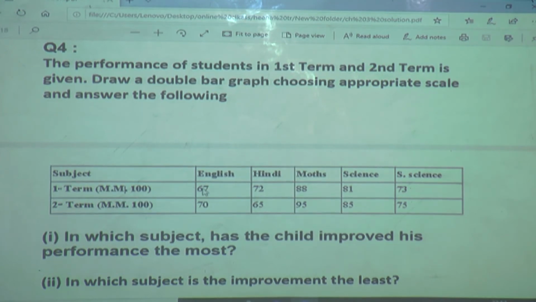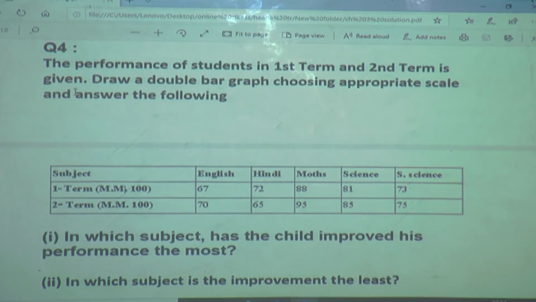Already I told when we started our class that we are going to learn a bar graph and a double bar graph. In the previous example we learned only the single bar graph. Here we are going to learn a double bar graph. The performance of students in the first term and the second term is given.